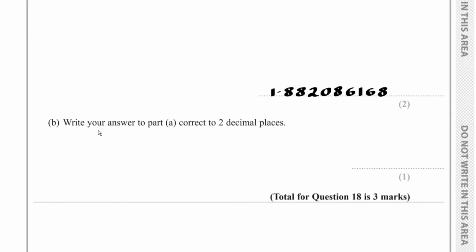Part B. Write your answer to part A correct to 2 decimal places. Well, if I look at the third decimal place, that's this 2, because this is less than 5, the second decimal place does not need to move up a digit. So we have 1.88 to 2 decimal places.